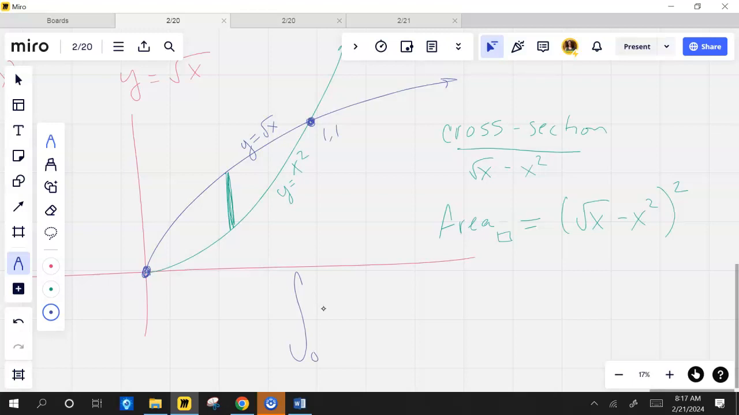And if you didn't know that, how could you find it? If you couldn't tell what it was on the graph, how could you find it algebraically? Set them equal to each other, right? Drop the y's off, set them equal. So square root of x equals x squared. Where does that happen? That's that intersection point where they share. So we know that's 1.